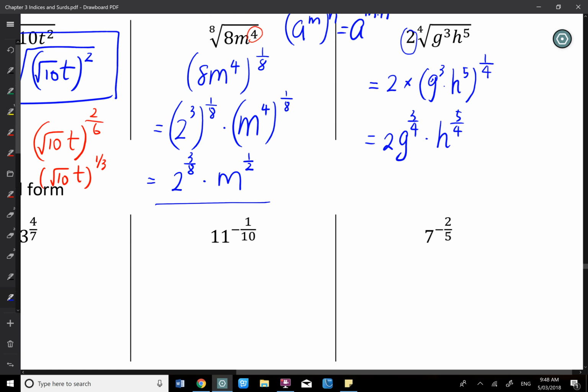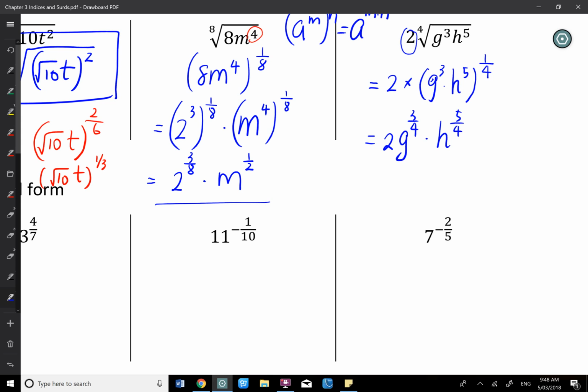Just g to the power of 3 to the power of a quarter, and then h to the power of 5 to the power of a quarter. And then use the index law again. We can multiply the two powers together, which gives you 3 over 4 and 5 over 4. And the 2 is a number not in the root, so I don't need to worry about the 2. So 2, just keep it in the front.